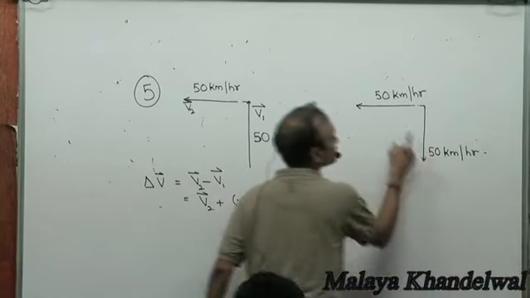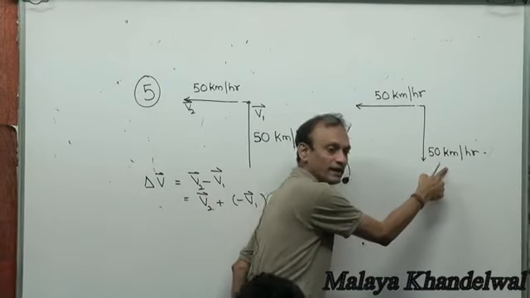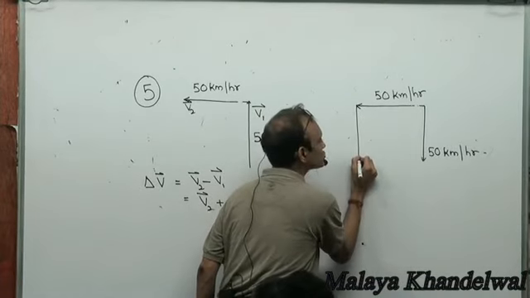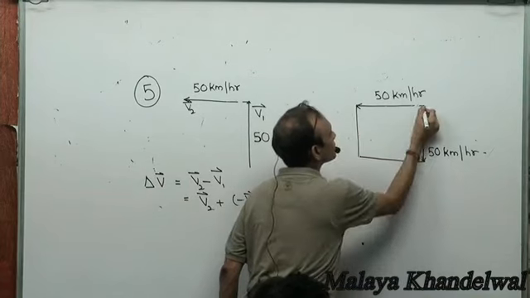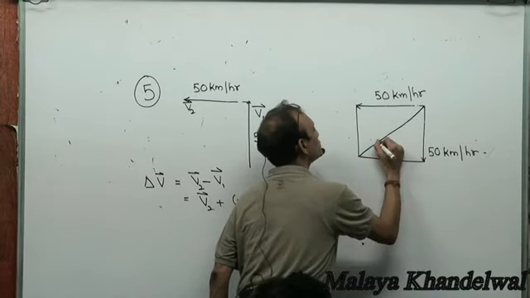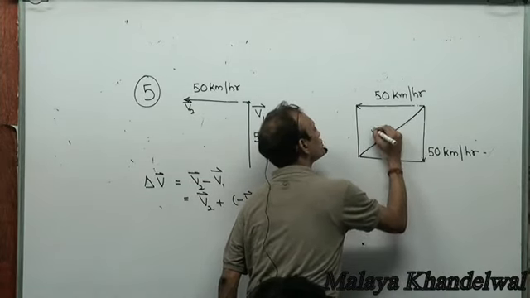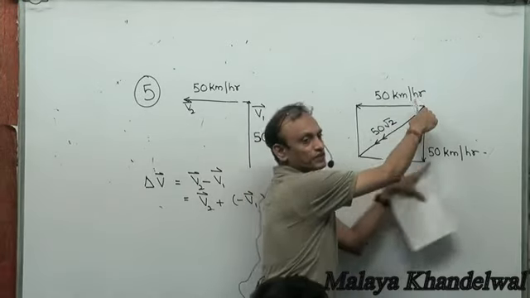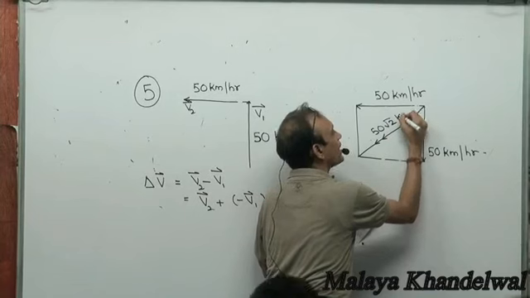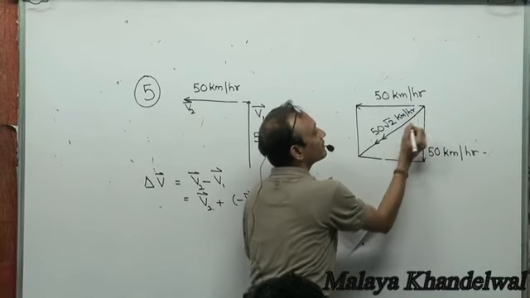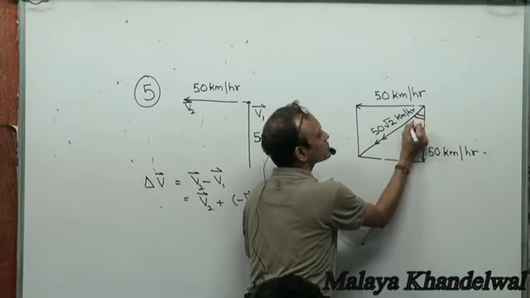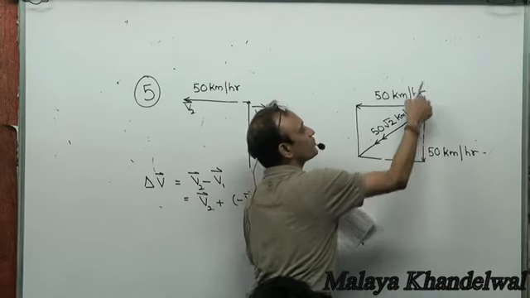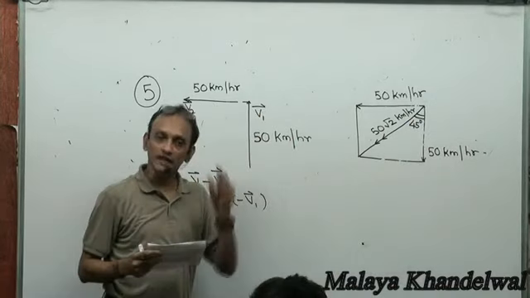Yes or no? So change in velocity is the resultant of v2 and minus v1, and the resultant of these two very clearly is this vector, which is 50 root 2. If this is 50, this is 50, then it is 50 root 2 kilometers per hour. And evidently each of these angles would be 45 degrees. Yes or no?